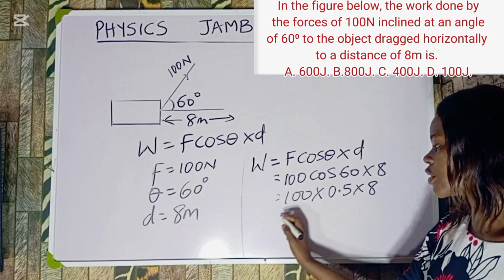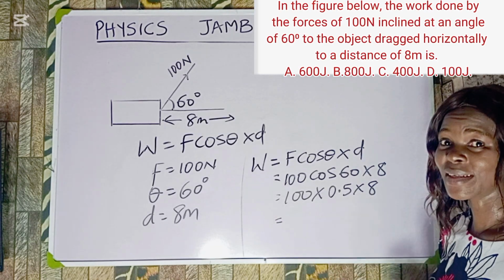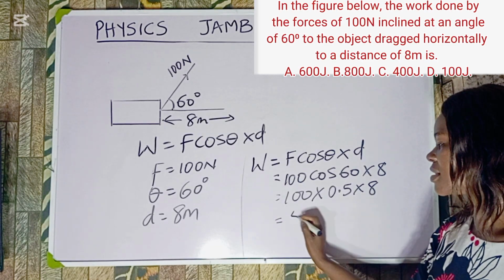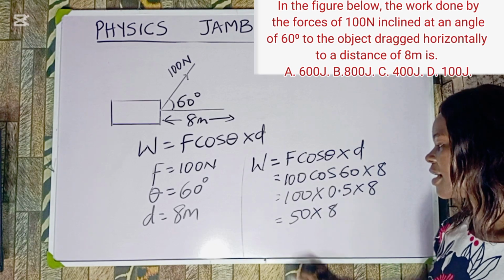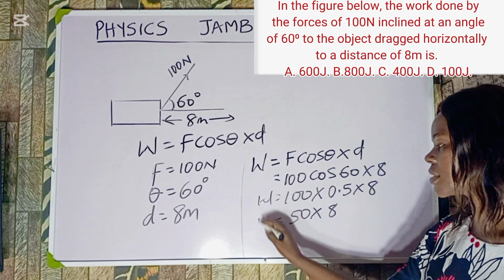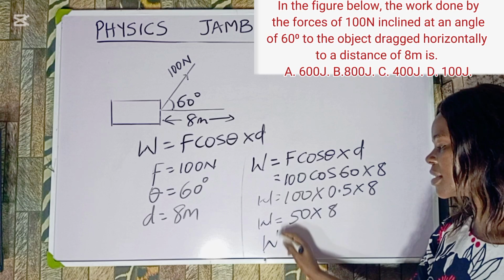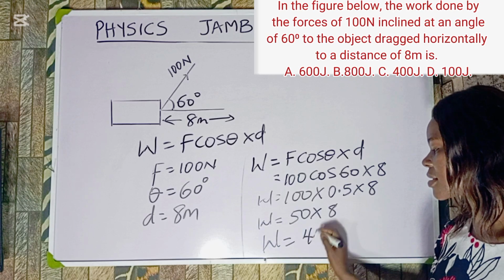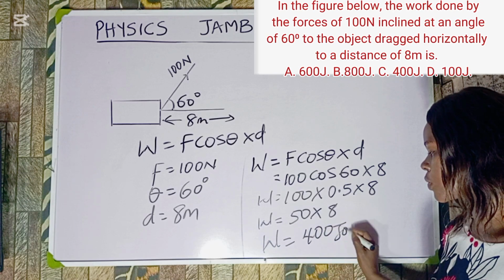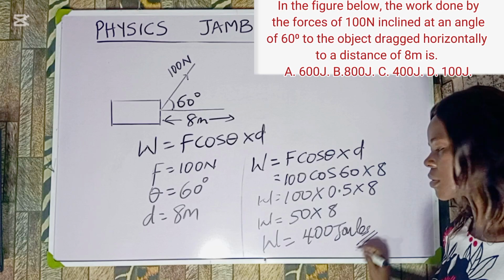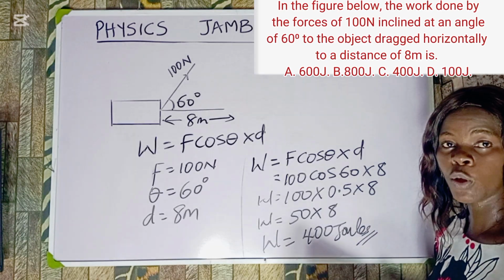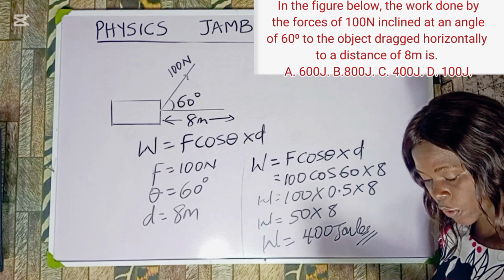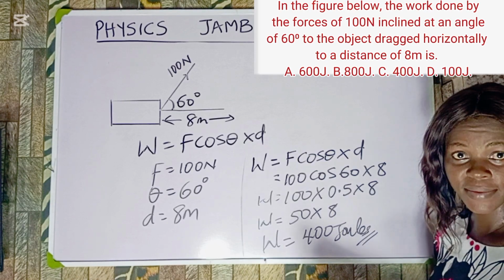8. Alright, so let's go. This multiplied by this is going to give me 50. Now this is 50 multiplied by what? 8. Okay? Now by the time you work it out, you have that the work done is given as 400 joules. Is that clear? Hope this one is simple now. And from what we have got, the correct option to this question is option C.